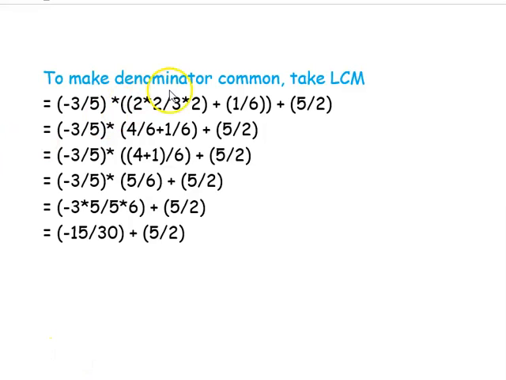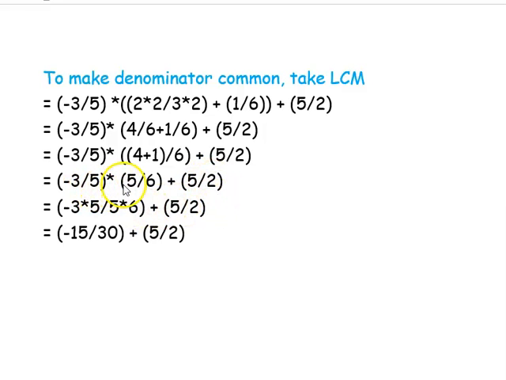So next step. So to make the denominator common, I am multiplying this term with 2 in the numerator and 2 in the denominator. So minus 3 by 5 times 2 times 2 divided by 3 times 2 plus 1 by 6 plus 5 by 2. So now this 2 times 2 is 4, then 3 times 2 is 6. So here 4 by 6 plus 1 by 6. So the denominator 6 is common. I am taking it out and adding the numerator, that is 4 plus 1 divided by 6. So next step, minus 3 by 5 times 4 plus 1 is 5 by 6 plus 5 by 2.